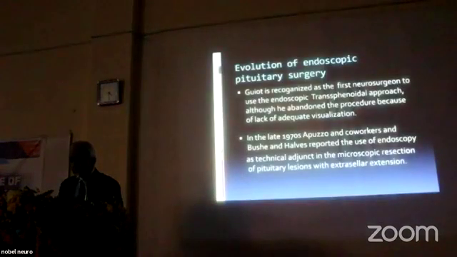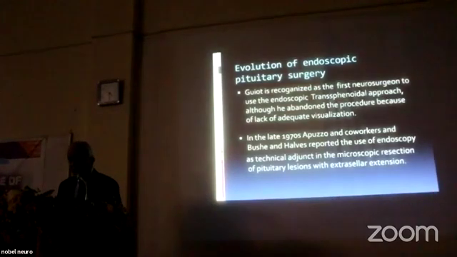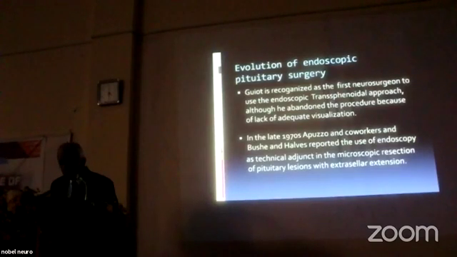Evolution of endoscopic pituitary surgery: Guiot is recognized as the first neurosurgeon to use the endoscopic transsphenoidal approach, although he abandoned the procedure because of the lack of adequate visualization. In the late 1970s, Apuzzo and co-workers, Bushe and Halves, reported the use of endoscopy as a technical adjuvant in the microscopic resection of pituitary lesions with extrasellar extension as well.